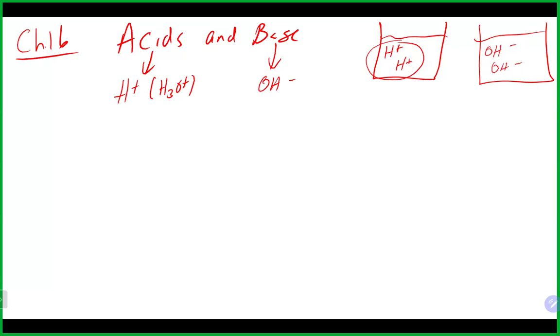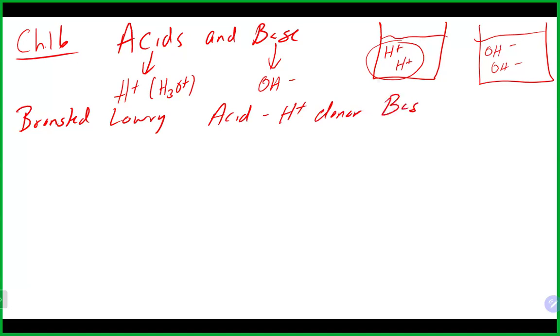The relationship of hydroxide to H+ in a particular solution will determine whether it is acidic, basic, or neutral. A more general definition of acids and bases that most people will use is the Bronsted-Lowry definition. In the Bronsted-Lowry definition, an acid is a proton donor, so it gives away an H+, while a base is a proton acceptor.